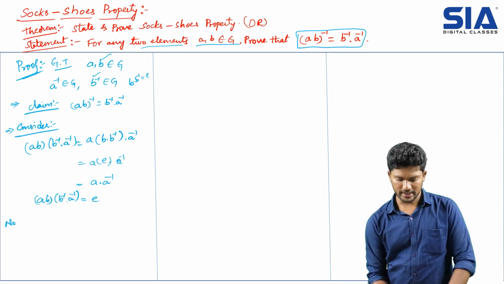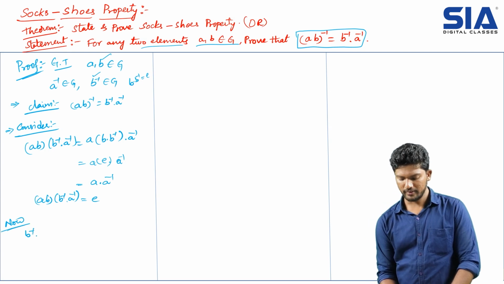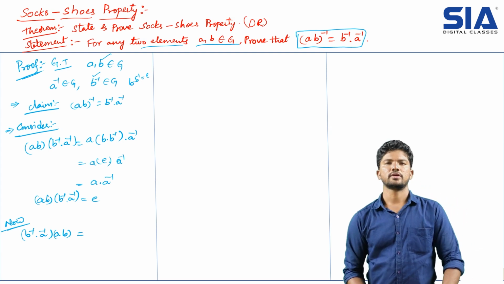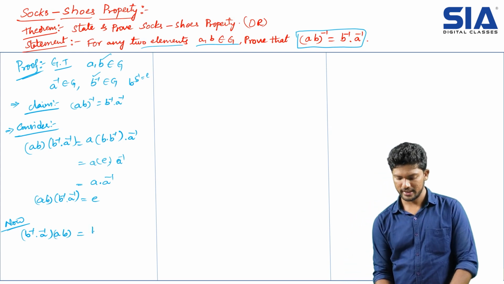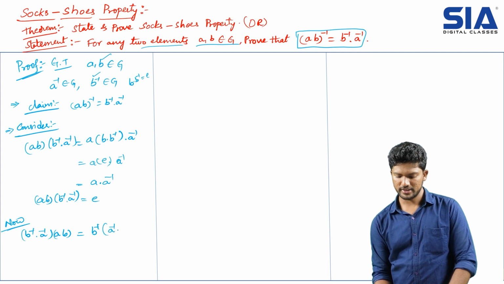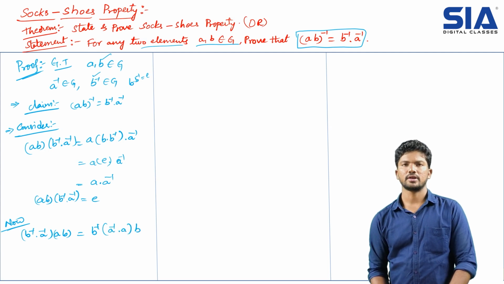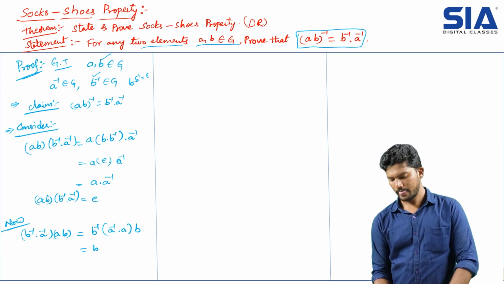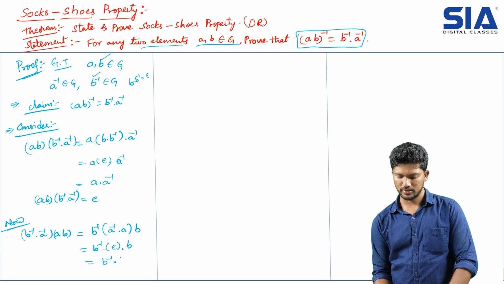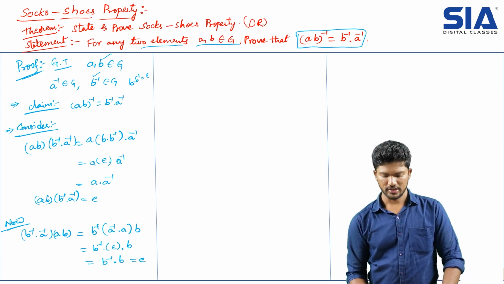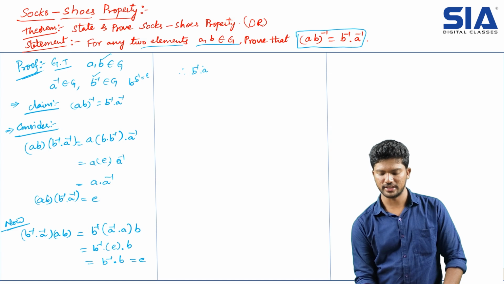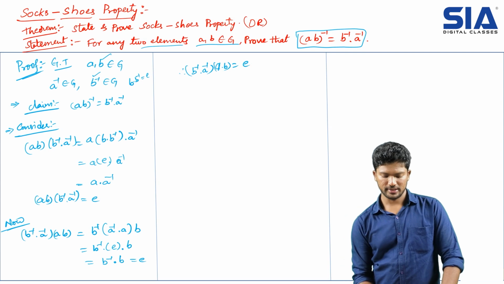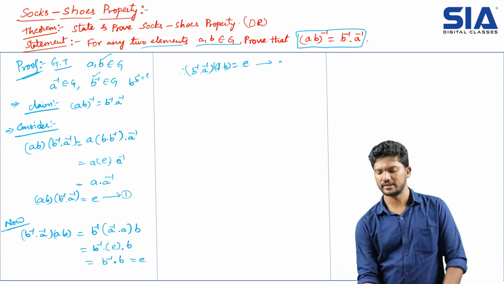Now again consider (b inverse into a inverse) into (a into b). By using the associative property, this LHS value we can write as b inverse into (a inverse into a) into b. According to the inverse property, a inverse into a is small e, so you can write b inverse into b, and that is equal to small e. So here also we got the same result: (b inverse into a inverse) into (a into b) is equal to small e. This is taken as equation number 1 and this is taken as equation number 2.